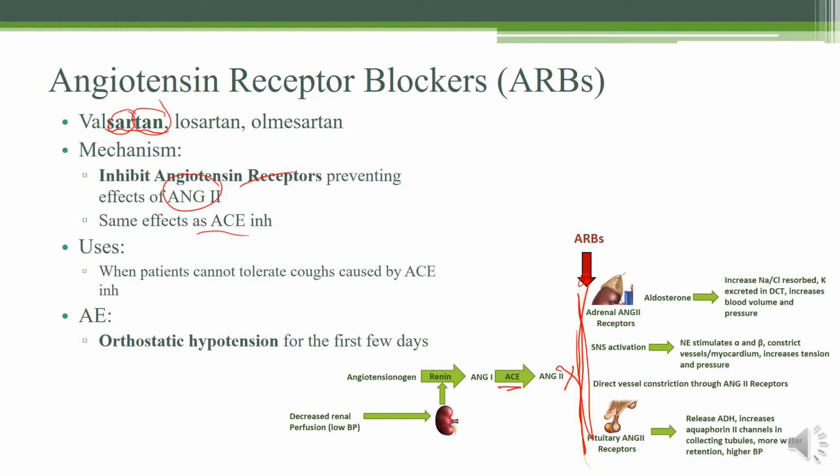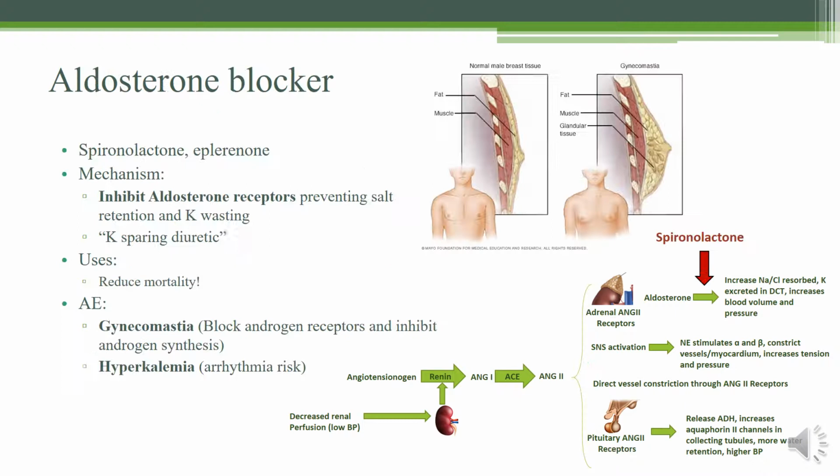They have pretty much the same exact effects as ACE inhibitors, and this is often used when patients cannot tolerate ACE inhibitors. So the adverse effects are the same as ACE inhibitors, that is orthostatic hypotension, although you don't see any cough. That is one of the most common ideas presented in NBME tests: a patient comes to you after taking an ACE inhibitor and he's coughing too much, what do you give him instead? And you'll look for an answer that has a sartan at the end of its name.